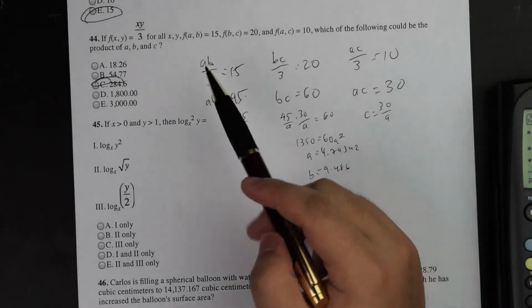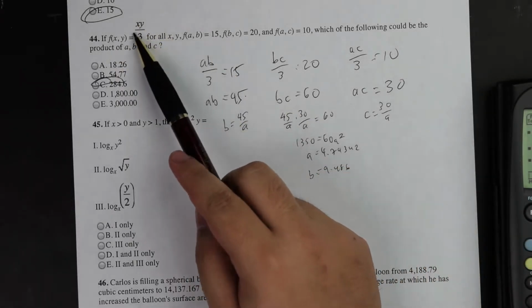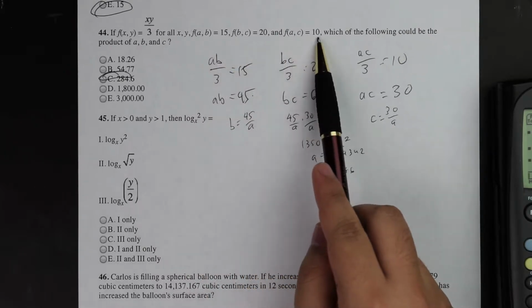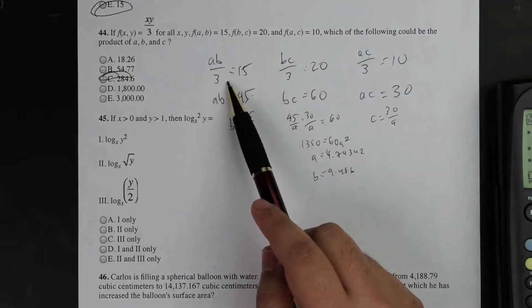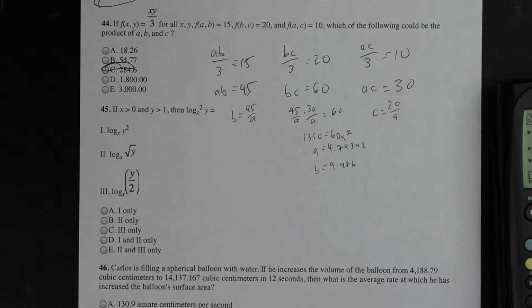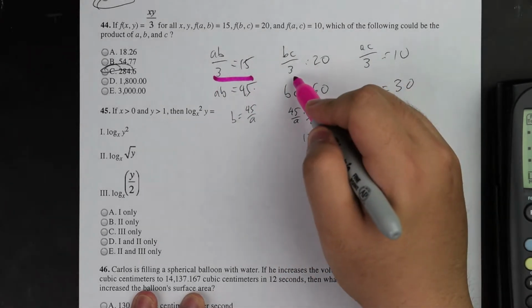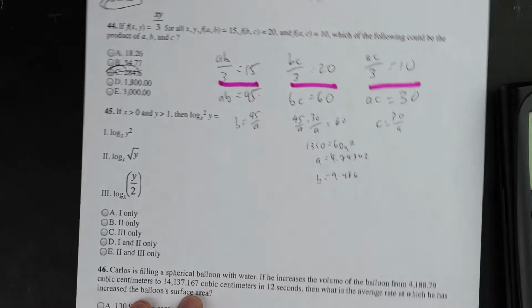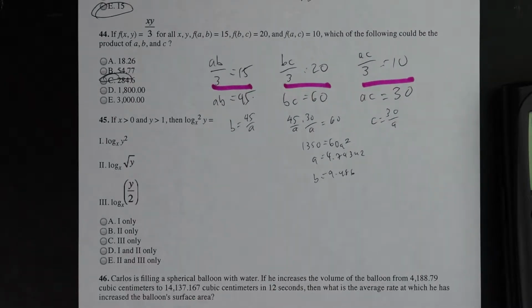They tell you to set up that xy equals this equation, and then they give you three different possible equations. So I wrote them down right here. I wrote down AB over 3 equals 15 as the first one, BC over 3 equals 20, and AC over 3 equals 10 as my last one. These are my main three equations that will help me solve it.